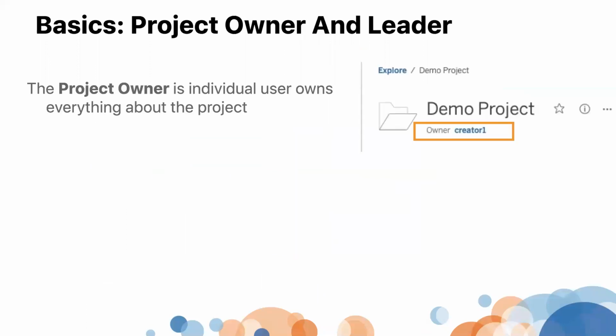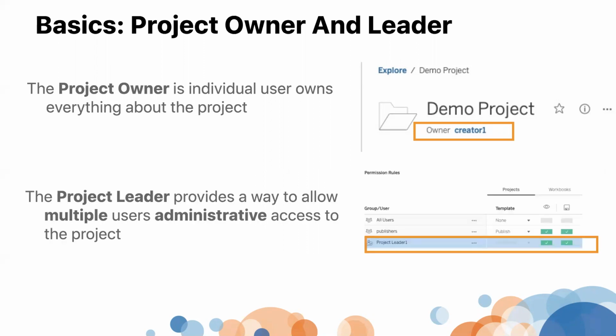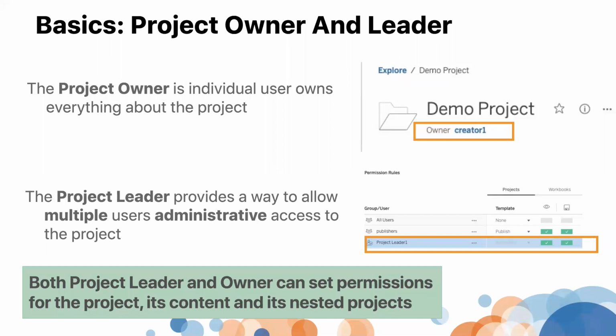Let's go back to basics before we do a deep dive on the difference between owners versus leaders. A Tableau project owner is an individual user who owns the project, everything about the project. Now, what is a leader? Project leader provides a way to allow multiple users administrative access to the project. Both owner and leader can set permissions for this whole project, every workbook and data source within the project, and within its nested projects or sub-projects.